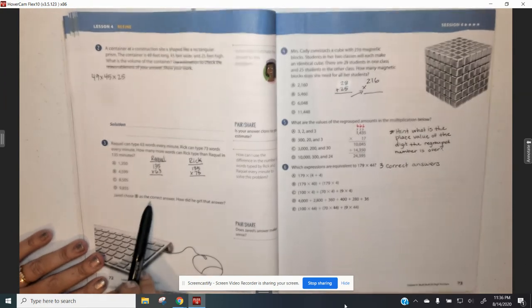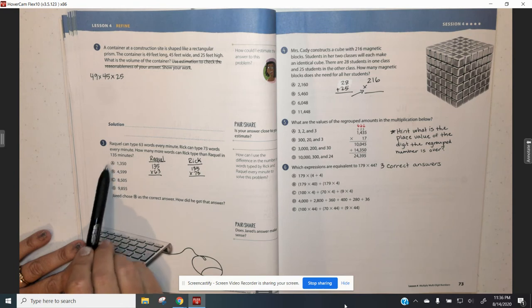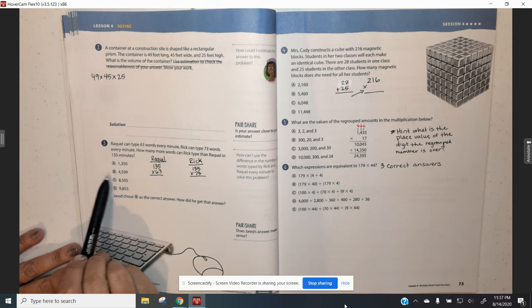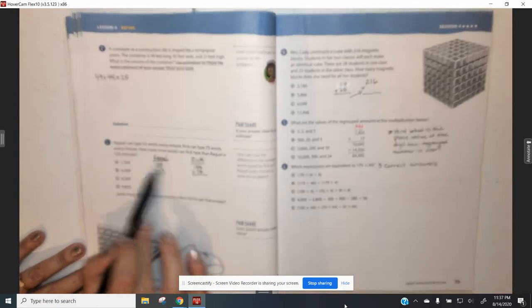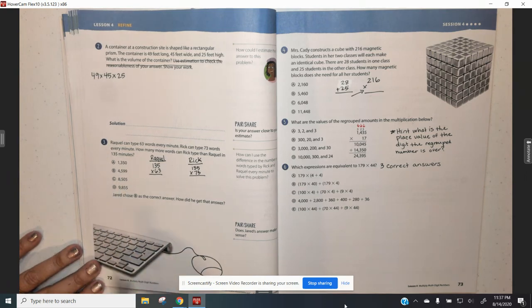Now Jared chose B as the correct answer. How did he get that answer? So I'd like you to tell me how you think that Jared may have gotten this answer, but you'll have to wait and see what the real answer is to decide if Jared was correct or if he was wrong.